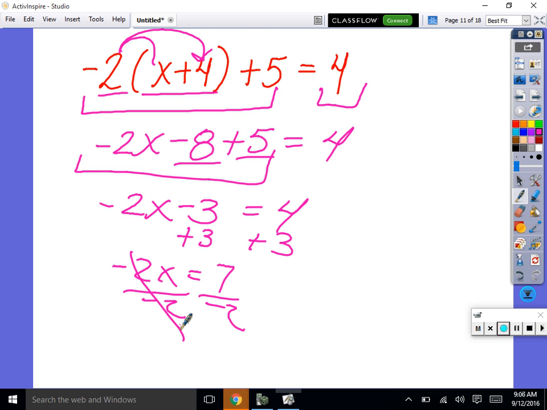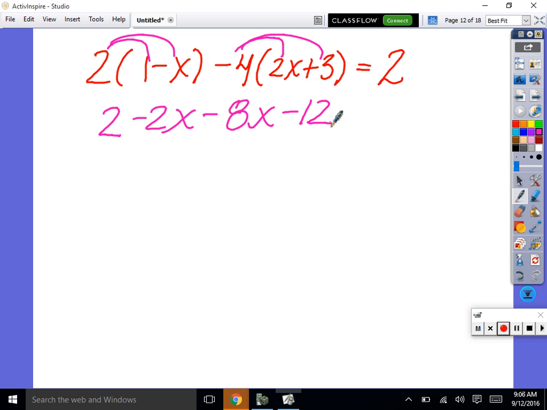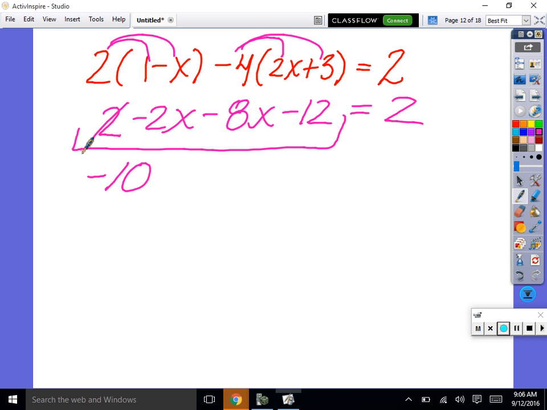Questions? Okay. If I said solve for x here, we would say, okay, I can solve for x. I'm going to distribute. So that's 2 minus 2x's, correct? Minus 8x minus 12, correct? Equals 2. Now, don't say, oh no, I don't know what to do. I have 2 x's. Combine like terms. So 2 minus 12. Okay, careful here. This is positive 2 minus 12, right? Negative 10. So we have negative 10.